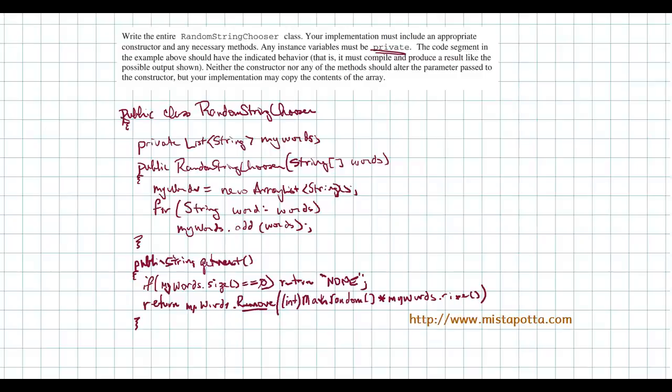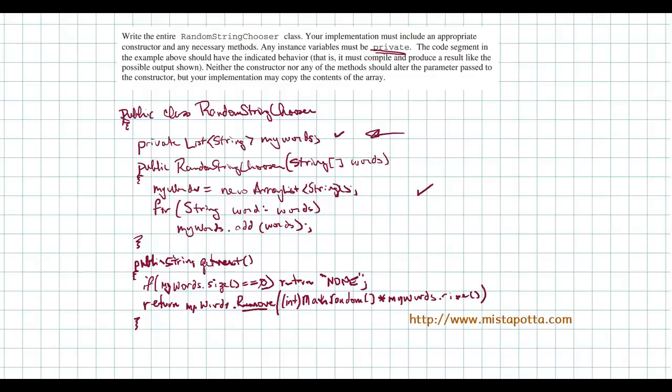So we have to come up with a class. We have to make sure that we have our private data. We have to make sure that we have a constructor whose sole purpose is to fill this private data up. And then we need to make sure that we write this getNext method, because this getNext method is going to actually get the next element in our list.